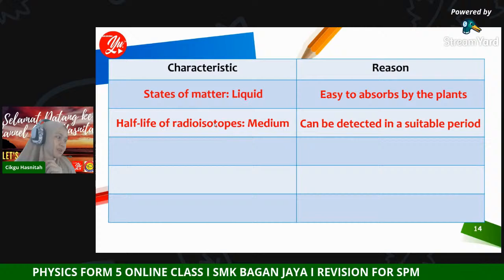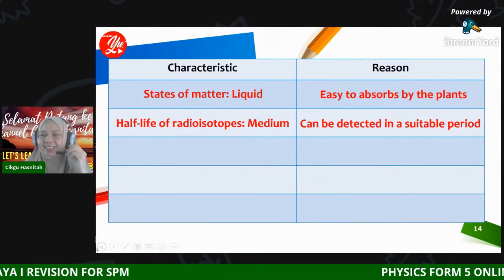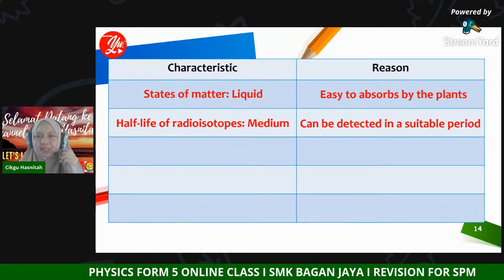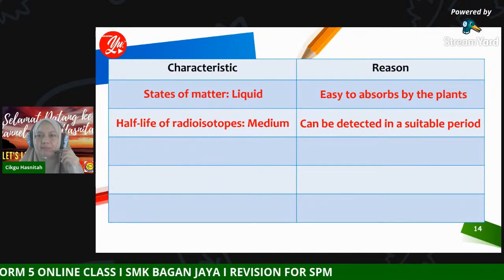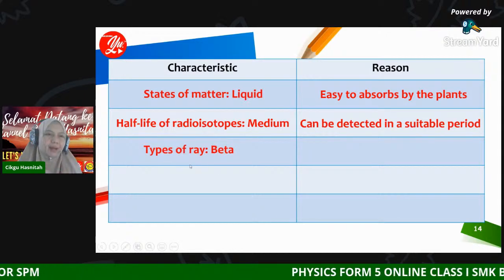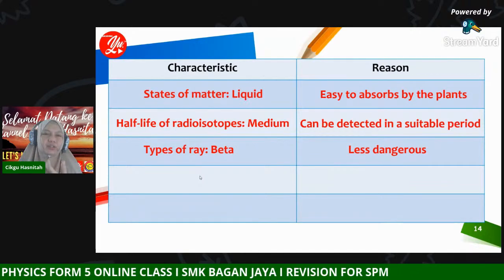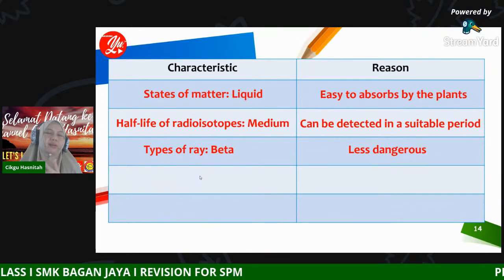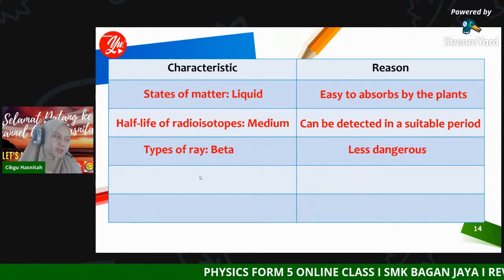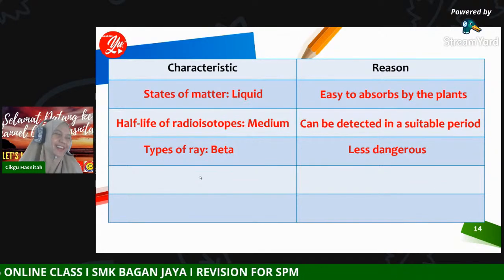Yes, Common Cubing. Who is this Common Cubing? Just now I forgot. Beta, yes. So we choose a radioisotope which emits beta. So the reason is kenapa? Because beta is less harmful compared to gamma. So the type of ray is beta. It is less dangerous, or you can say less harmful, compared to the radioisotope which emits gamma radiation. Oh sorry, Tat Guan.